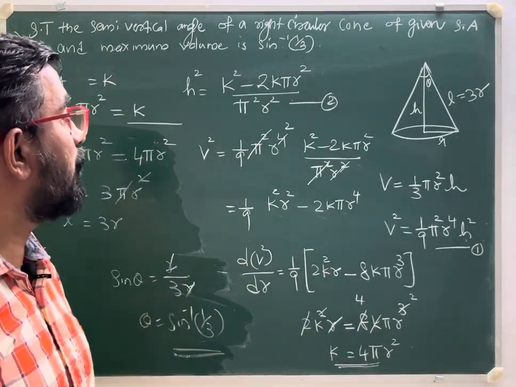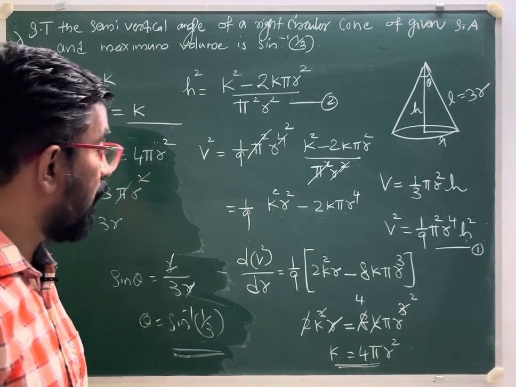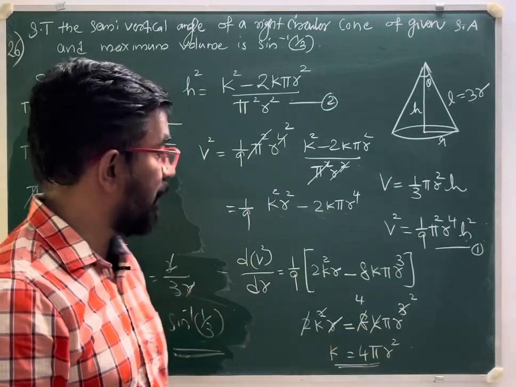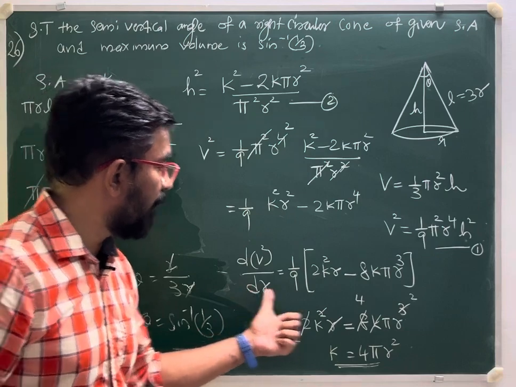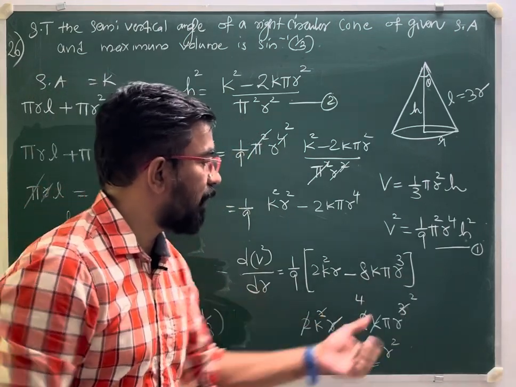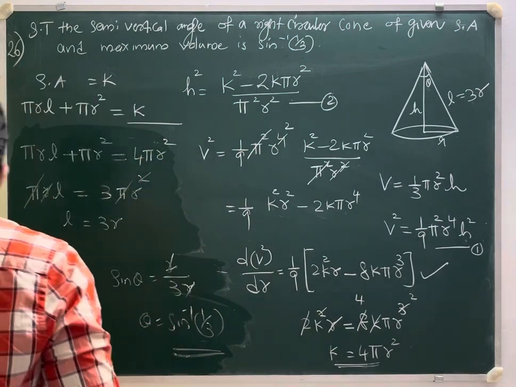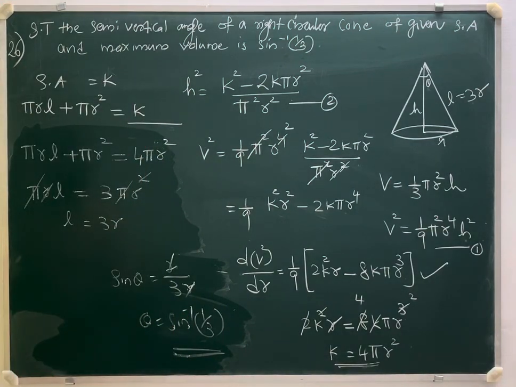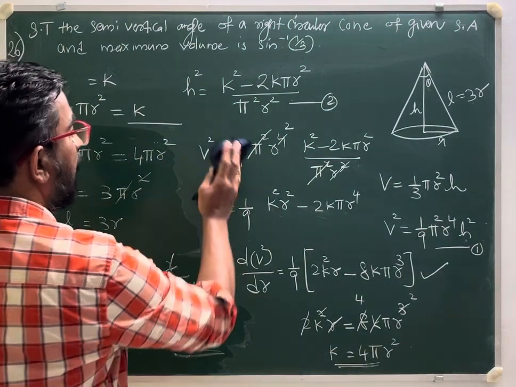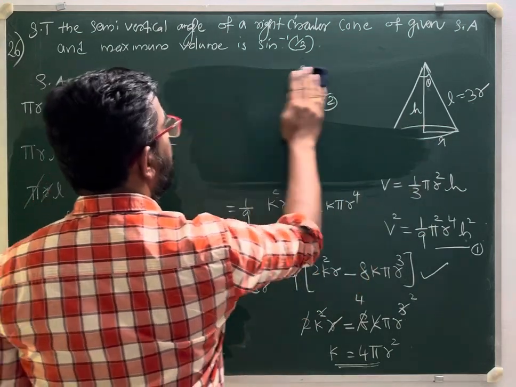One part is left. What is that? We need to prove the second derivative is negative. For that, I will differentiate this equation. I have to differentiate one more time. If I differentiate that one more time, then I will be able to say the second part. So I am going to differentiate that.